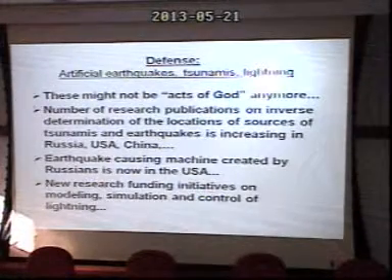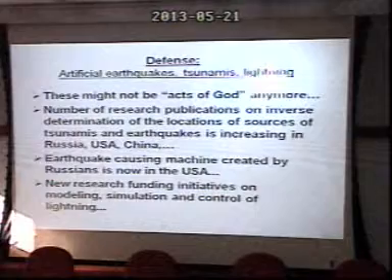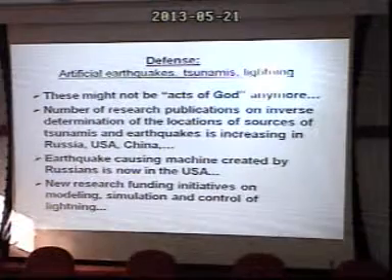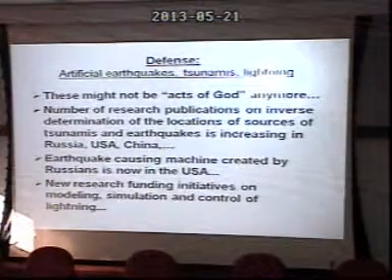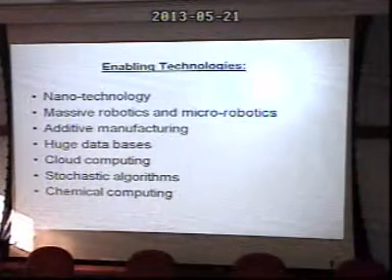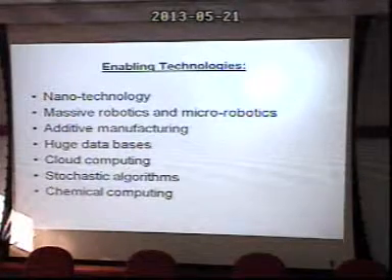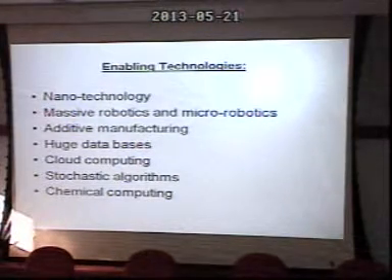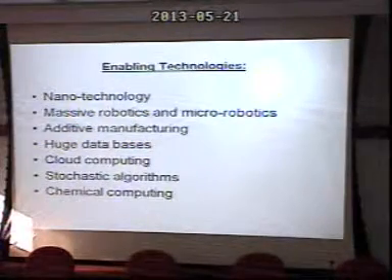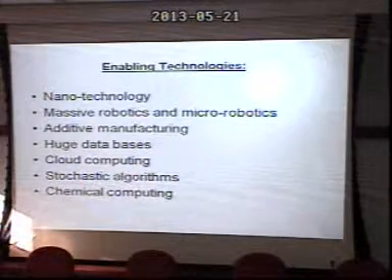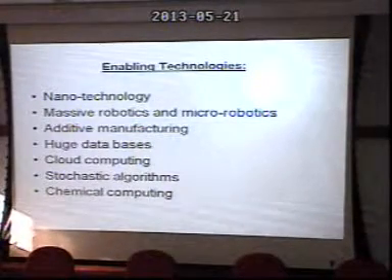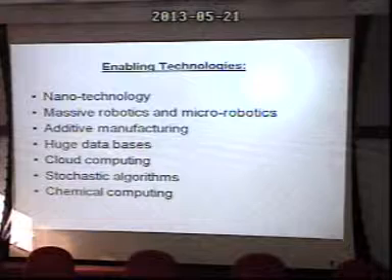Of course, new research initiatives are also starting rapidly on understanding, modeling mathematically, simulating numerically, and of course, controlling lightning. So, enabling technologies, clearly nanotechnology across the board, massive use of robotics and micro-robotics, so-called additive manufacturing, industry is really behind it. Huge database use, cloud computing, not deterministic but stochastic algorithms, and chemical computing. I have separate slides for each of them, but I'm out of steam. So I think I'm going to quit here.